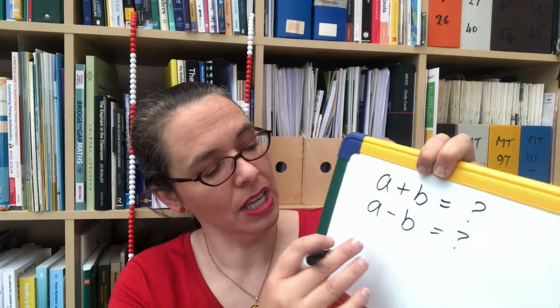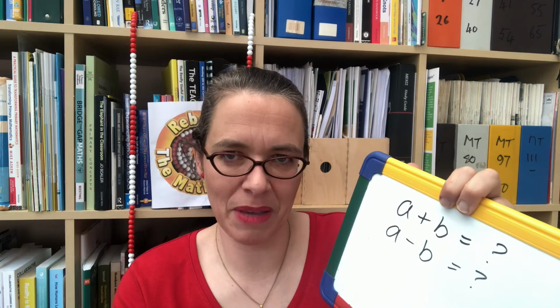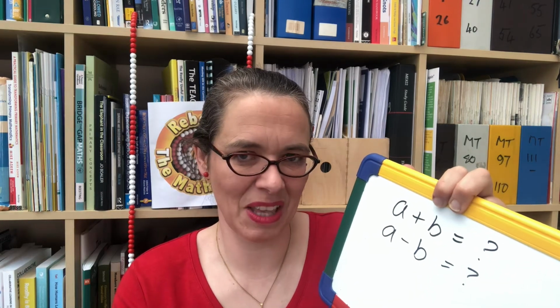What about A subtract B equals a number? Explore that one. If, say, A subtract B is 3, what could A be? What could B be? Same questions again. Could they be decimals? Could they be fractions?